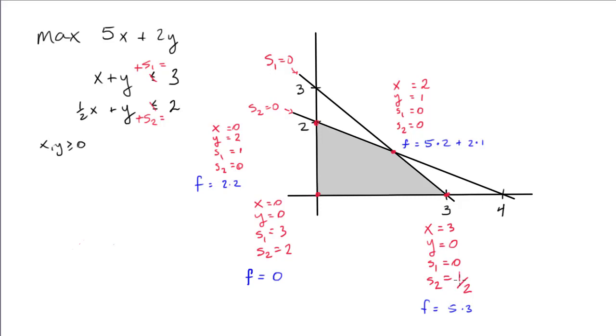But now for linear algebra, we have 2 equations and 4 unknowns. And we're picking 2 variables to solve for, giving us 2 free variables. So at the origin, let's look at the pair of equations. I'm solving for s1 and s2. x and y are my free variables.